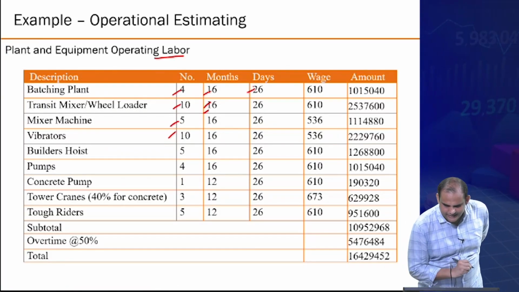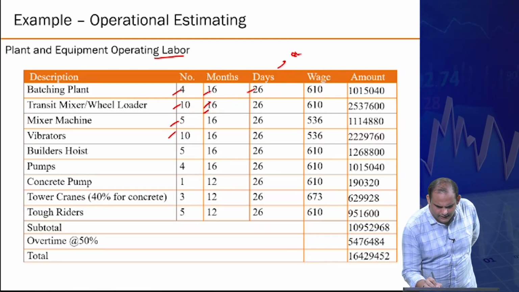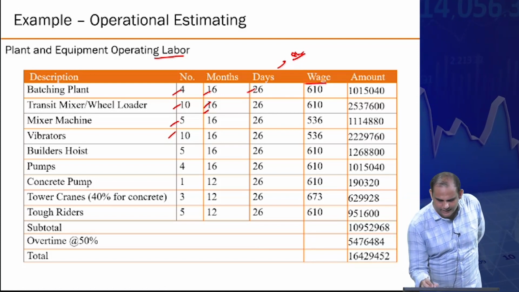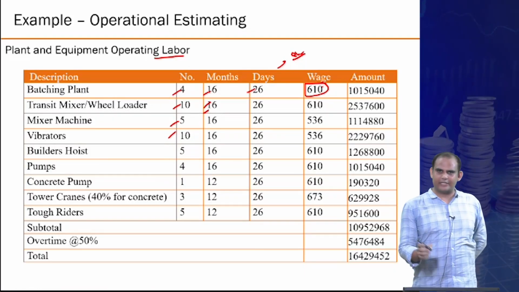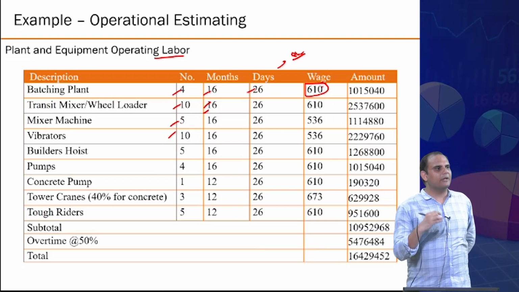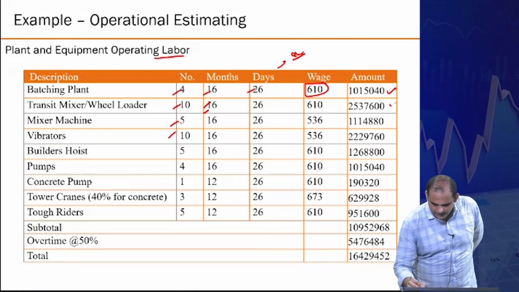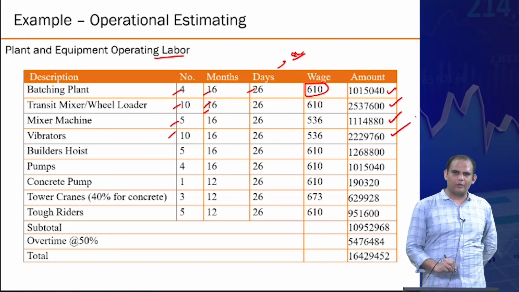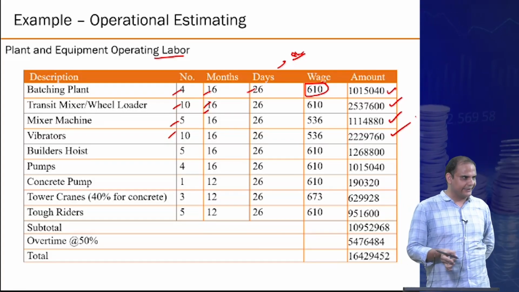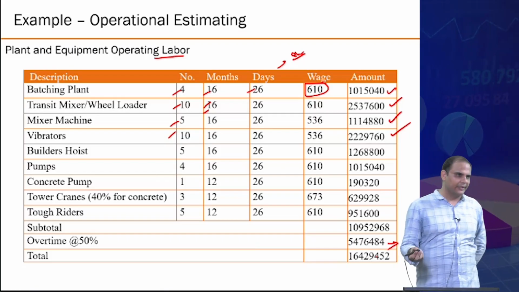Months, 26 days, and in a day, since we are assuming 8 hours by default, that's where we also estimated the hourly wage of the workers in the previous examples I showed you. 610 was per day, assuming a day was 8 hours long. So we are using that number directly. So you get the amount of labor you will require to operate this machinery. In that, there would be some overtime again.